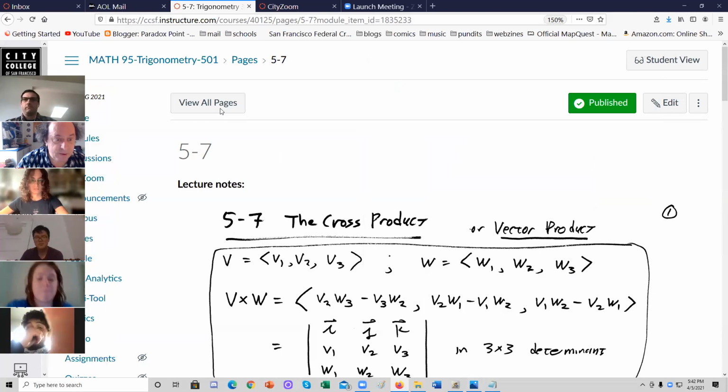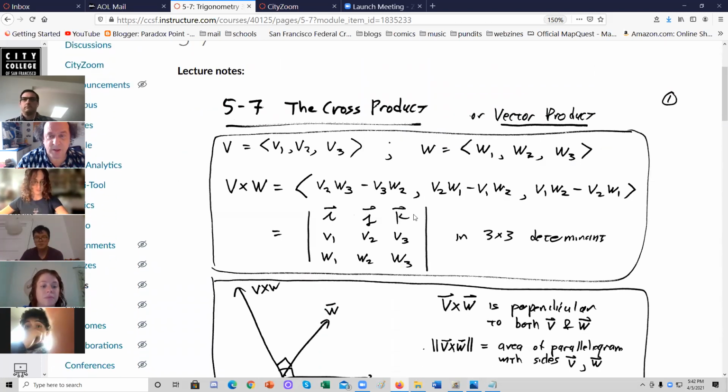Okay, today is 5.7, the cross product or vector product. And I've got to tell you that there's an error right here. How embarrassing. But all right. The cross product, V cross W, is between two vectors. It yields a three-dimensional vector. So it takes two 3D vectors and yields a 3D vector.